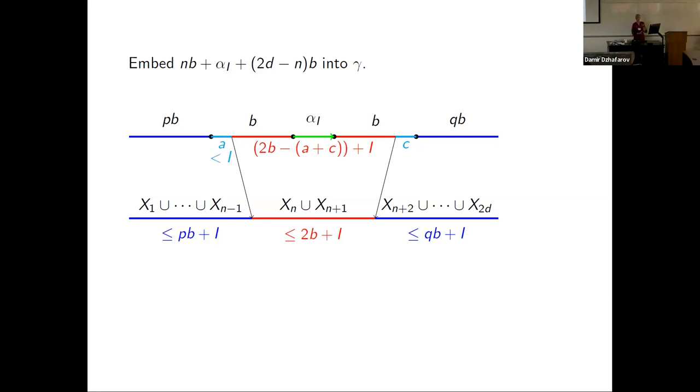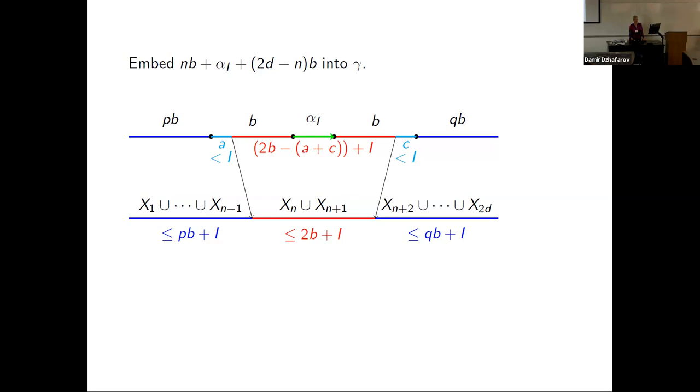And the same thing on the other side. C is going to have to be smaller than I. So that means most of that red plus green plus red section is going to embed into the red section below. It has started out with size 2b plus I. We remove something of size a plus c. And the rest of it has to embed in that xn plus 1.